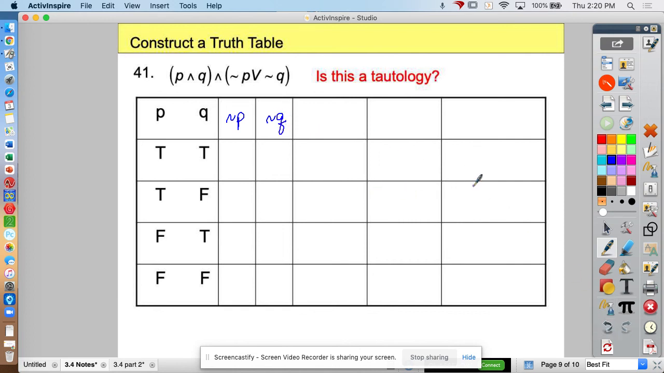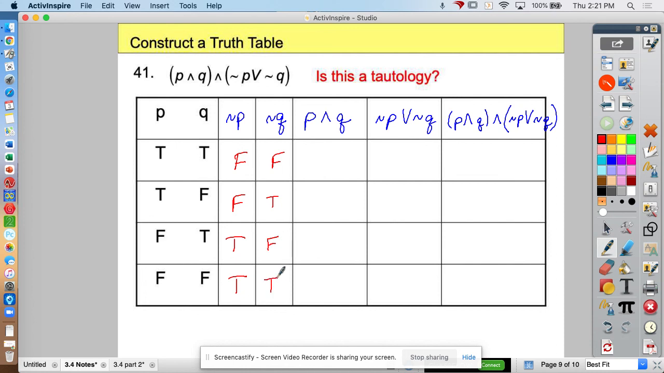Then we do parentheses. So P and Q, not P or not Q. And then we're going to put them together with an and sentence. So P and Q and not P or not Q. All right. Opposite P: false, false, true, true. Opposite Q: false, true, false, true.